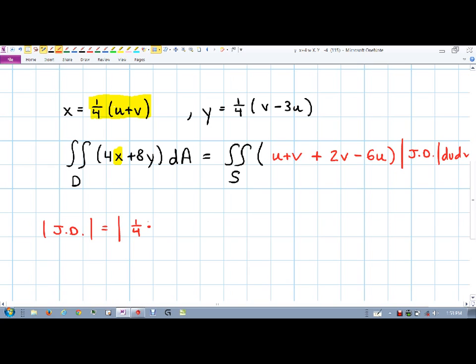So distributing this through, right? And then just take the partial of that with respect to v, you just get 1/4, right? Then minus the partial of x with respect to v, which is 1/4 again. And then the partial of y with respect to u, which would give us what? Negative 3 over 4. And then that's just 1/16 plus 3/16, which is 1/4.